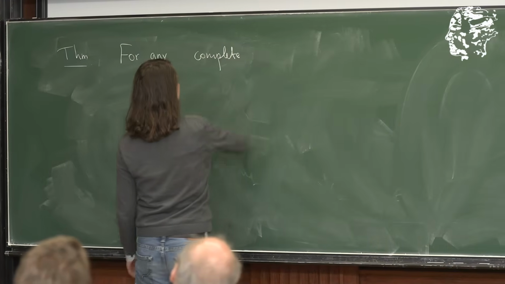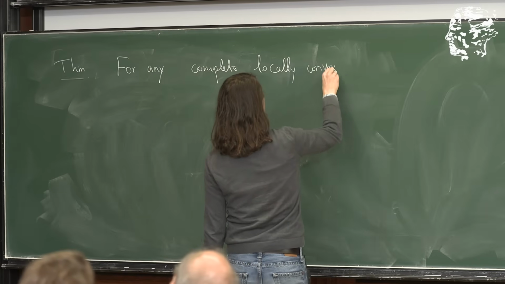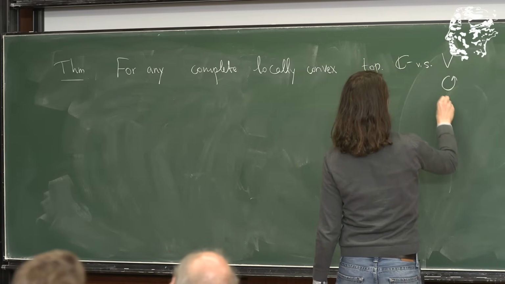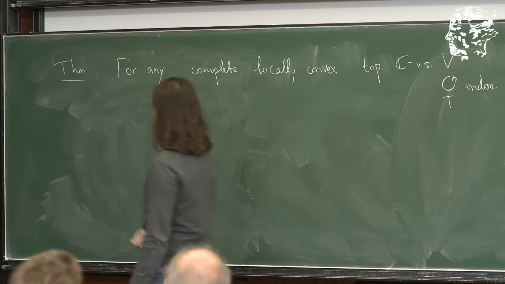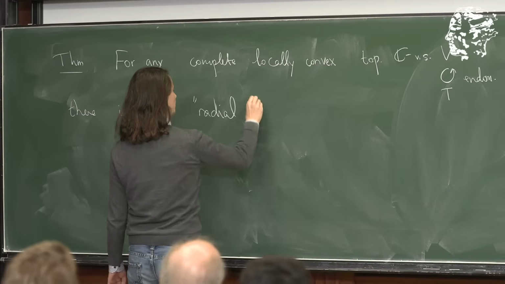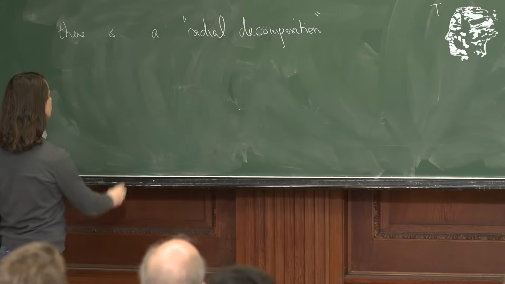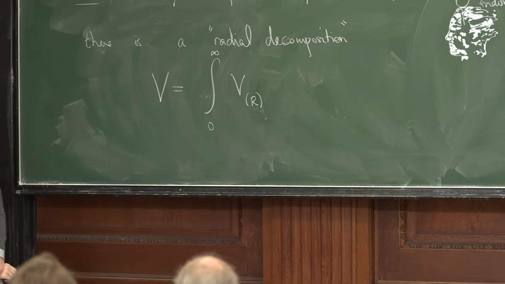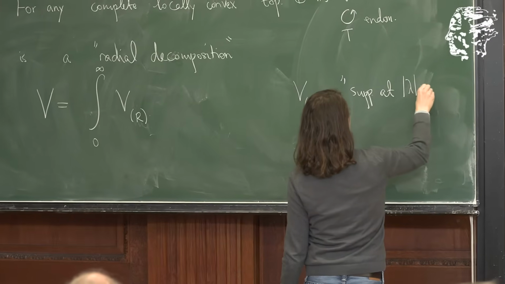So now I need to make some niceness assumptions about my topological vector space, and some kind of standard mild assumption is complete locally convex. Topological C vector space V, and actually this time I could just use an endomorphism for this statement I'm doing right now. There is a radial decomposition, that you can decompose this into an integral, from 0 to infinity, of something supported at a given radius. So V_R, you should think of as being supported at the locus where the absolute value is equal to R.